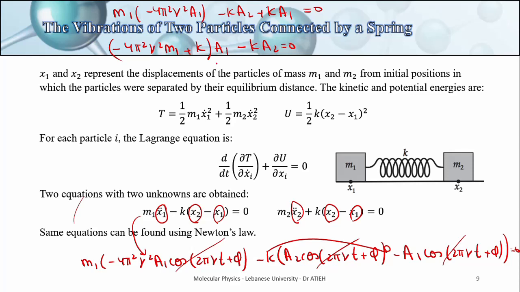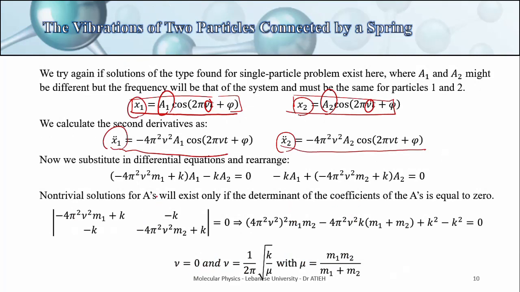And we get a first equation that contains the amplitudes a1 and a2 together. We will do the same for the second one. You can do it yourselves, and you will get a second equation containing the amplitudes a1 and a2. Okay, so here it is. It's minus 4 pi squared nu squared m1 plus k, a1, minus k a2. Similarly, we insert in the second differential equation and we arrive at this equation which joins a1 and a2, which are the amplitudes of oscillations.